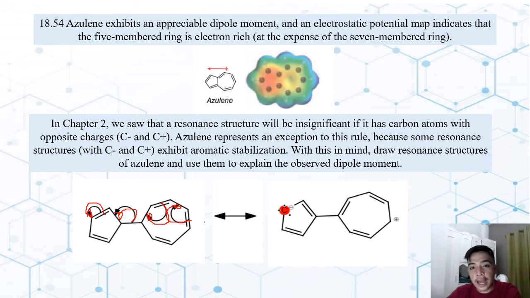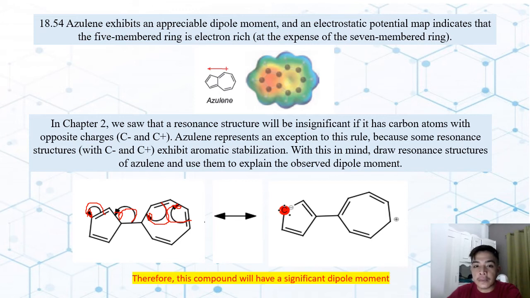There is a carbanion and a carbocation. Therefore, this compound will have a significant dipole moment. In contrast, the other compound does not have a resonance structure in which both rings are aromatic. So to answer the question, this compound will have a significant dipole moment. So, moving on from our third problem.